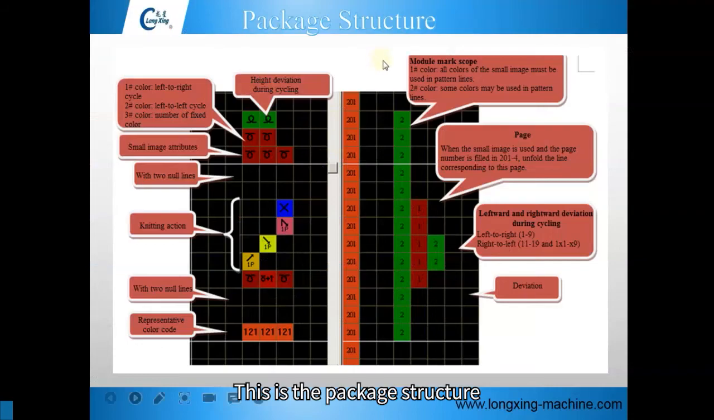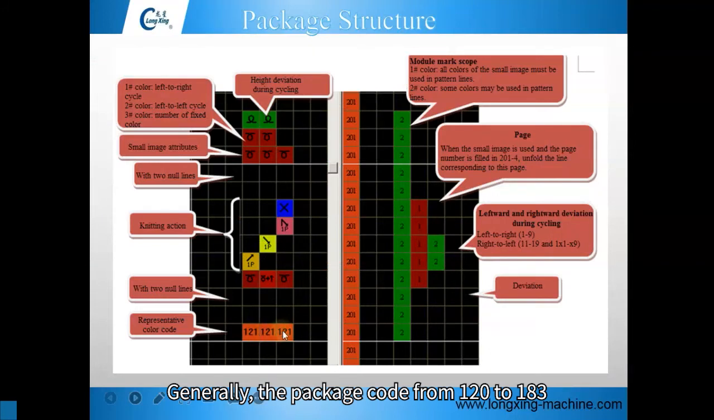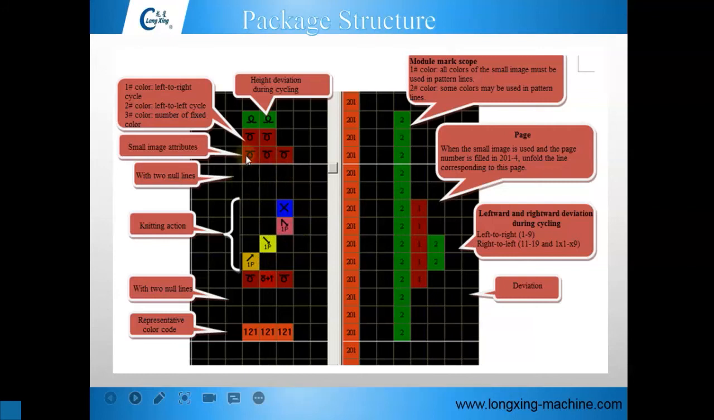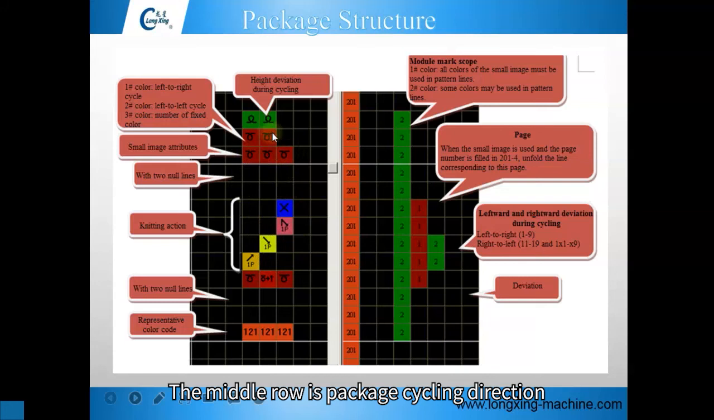This is the package structure. Fill the package code. Generally, the package code is from 120 to 183. Leave 2 empty rows. The middle part is the definition of the knitting action. Leave another 2 empty rows. This row is the package attributes. The middle row is the package cycling direction. The last row is the height deviation.